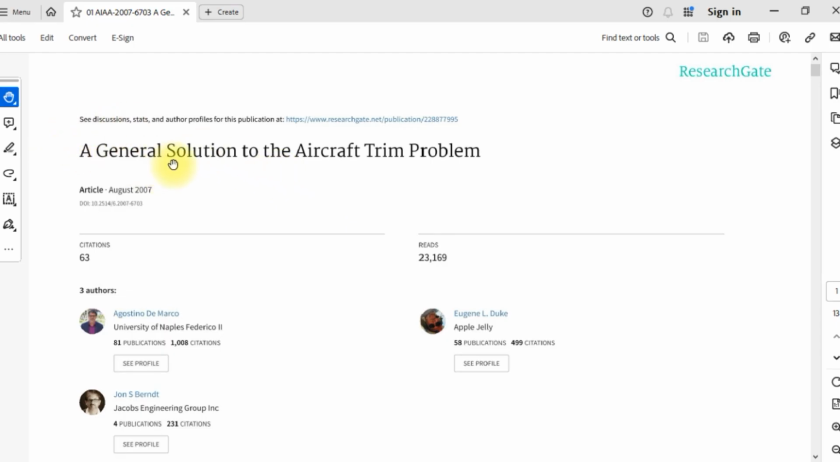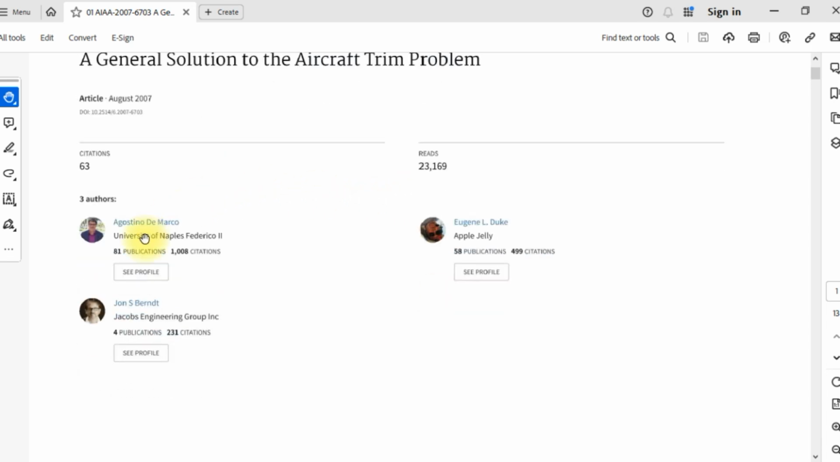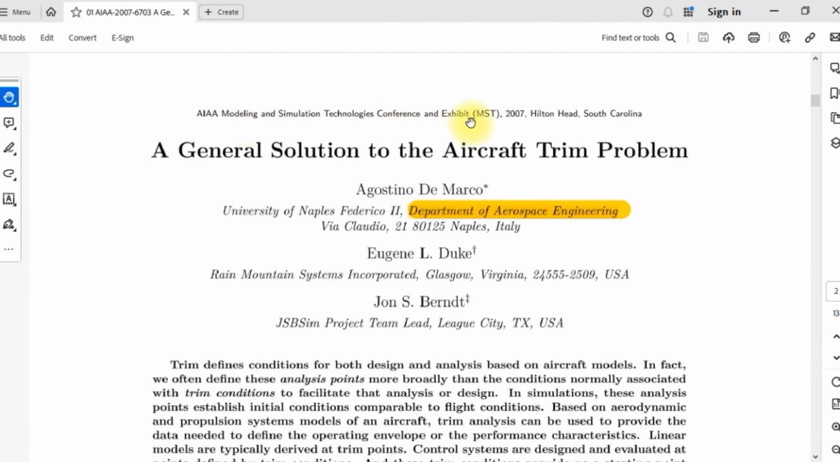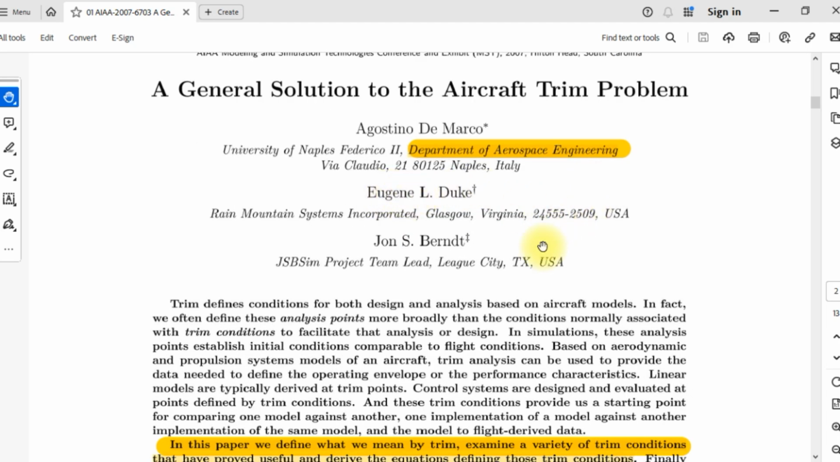A General Solution to the Aircraft Trim Problem. These three authors: Agostino De Marco, University of Naples Federico II, Department of Aerospace Engineering, and two Americans. Let's look at them closely.